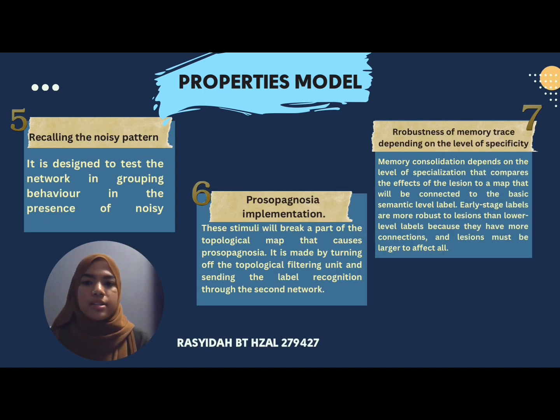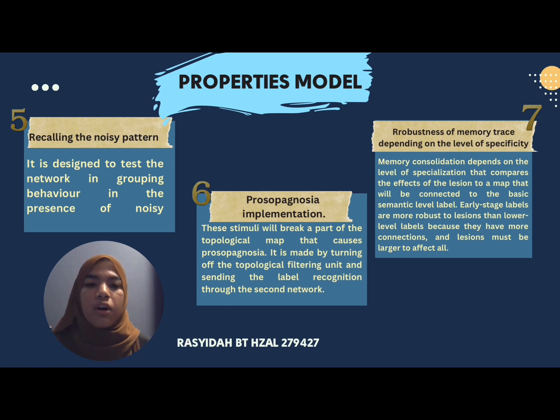The 5th step is recalling the noise pattern. It is designed to test the network in grouping behavior in the presence of noise patterns. The 6th step is prosopagnosia implementation. The stimuli will break a part of the topological map that causes prosopagnosia. It is made by turning off the topological filtering unit and sending the label recognition through the second network.